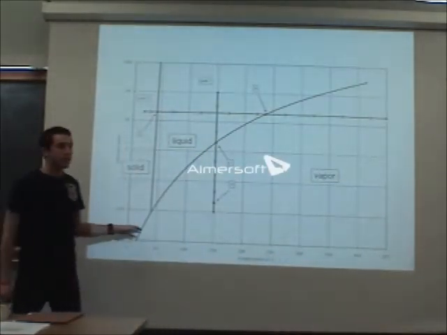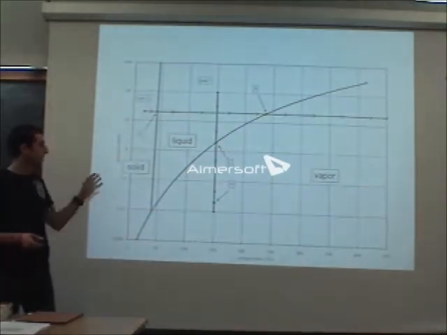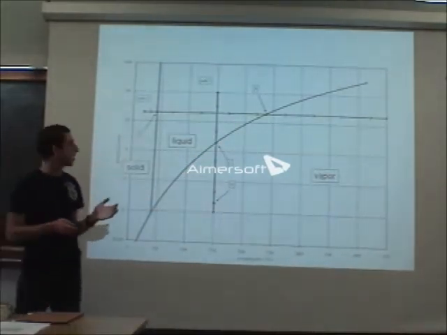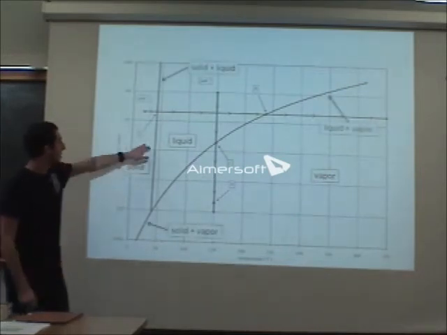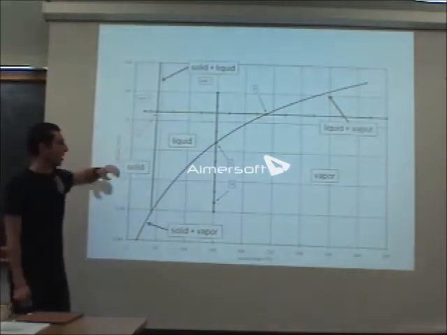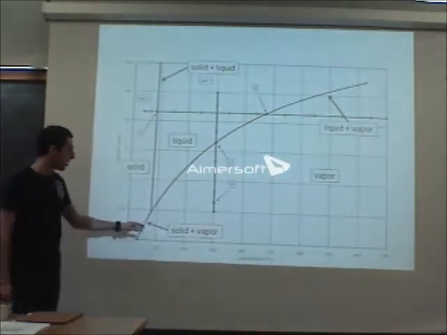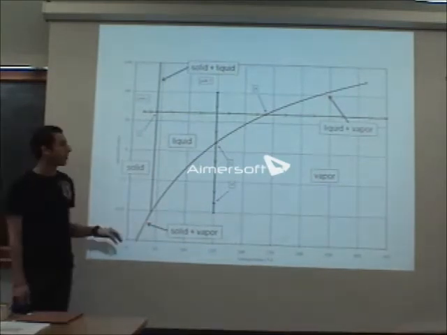Okay? So that means these lines in between are equilibrium between the two phases that they separate. So this line, because it falls in between solid and liquid, will be a solid-liquid freezing line. This one will be liquid-vapor because it divides liquid and vapor. And same thing with this one, solid and vapor.